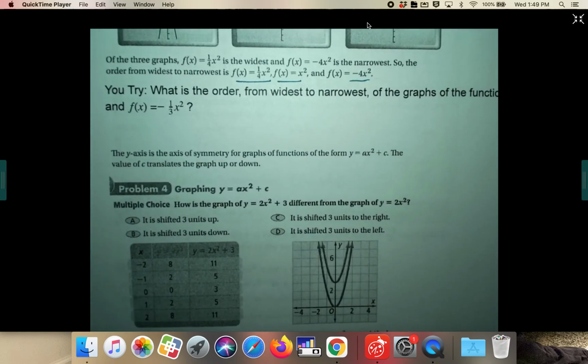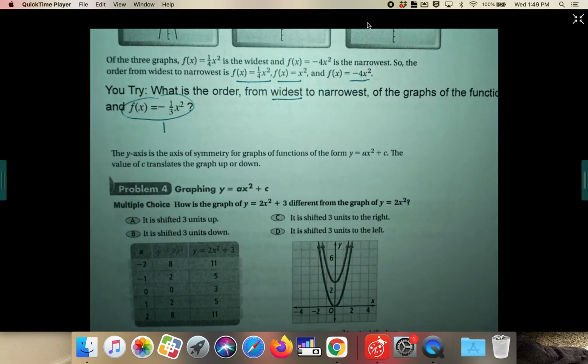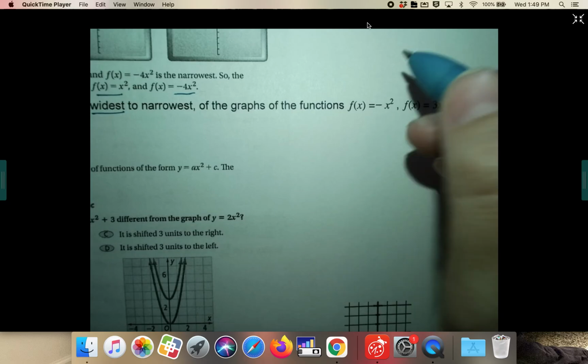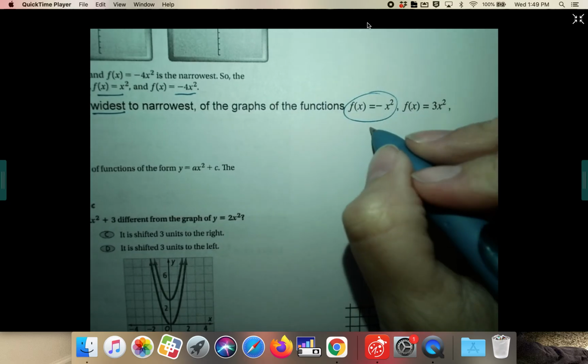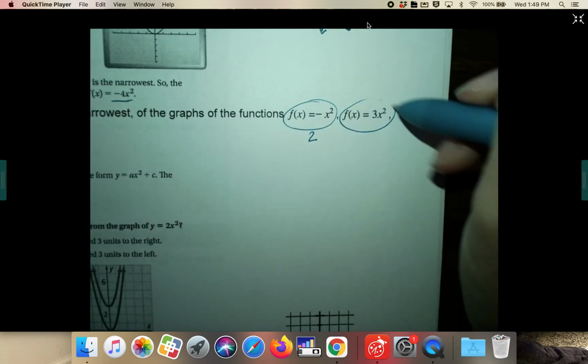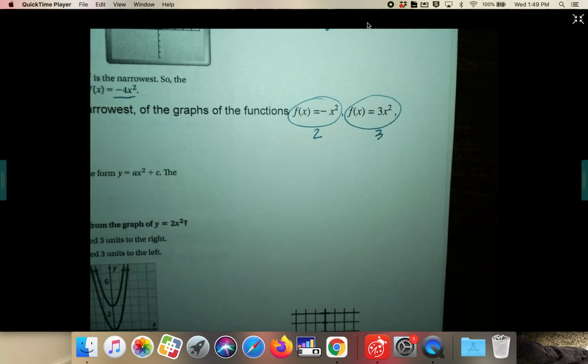Okay, I hope you put that the widest one is the fraction. So this one, I didn't list it, but it's going to be first. The second most wide is going to be the parent function. This is an upside down parent function, but that's going to come in second. And then our narrowest will be the 3x squared. So you should have written that down third.